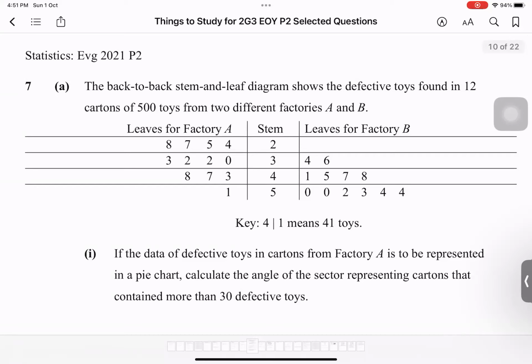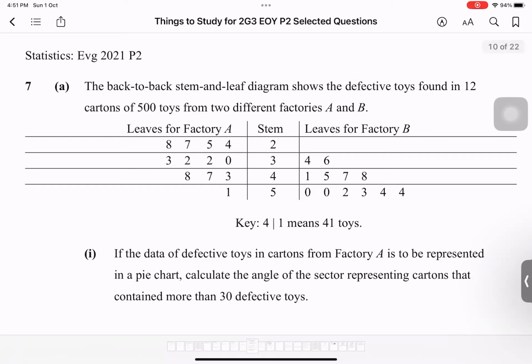In this part of today's lesson, we're going to go through some of the statistics questions to study for the 2G3 end of year Paper 2, selected questions. So we're going to look at our Evergreen 2 2021 Paper 2. There's this question on a back-to-back stem and leaf diagram, question number 7. Now, for a back-to-back stem and leaf diagram, this one shows the number of defective toys.